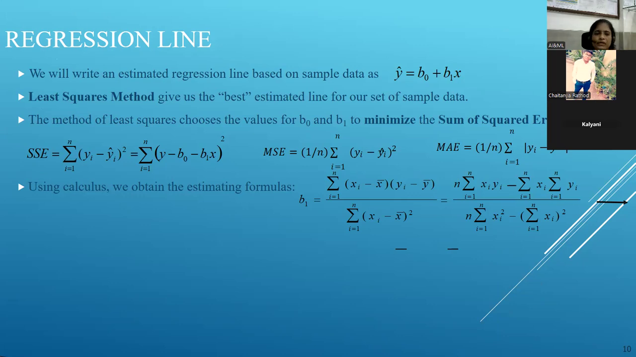Yes, Chaitanya or Kalyani. Why is there a need to compute the square of the difference of the error?